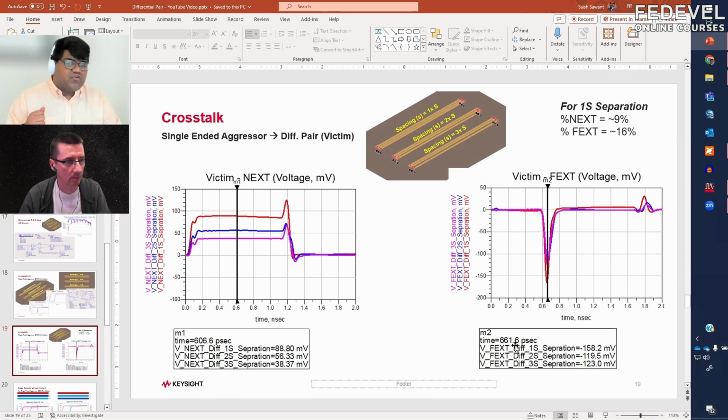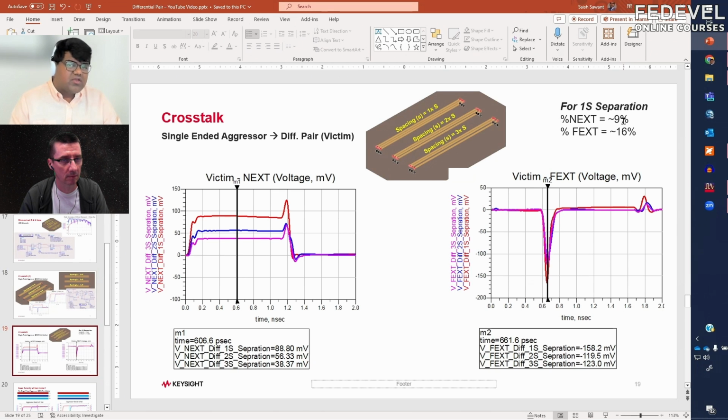the one spacing is 158.2 millivolts, but from 2 spacing and 3 spacing, it's relatively the same, right? So it's not having any major impact. So you need to ensure that it's 2 times the spacing or more. And also, what is the worst case scenario? The worst thing is you would put it at one spacing separation, right?